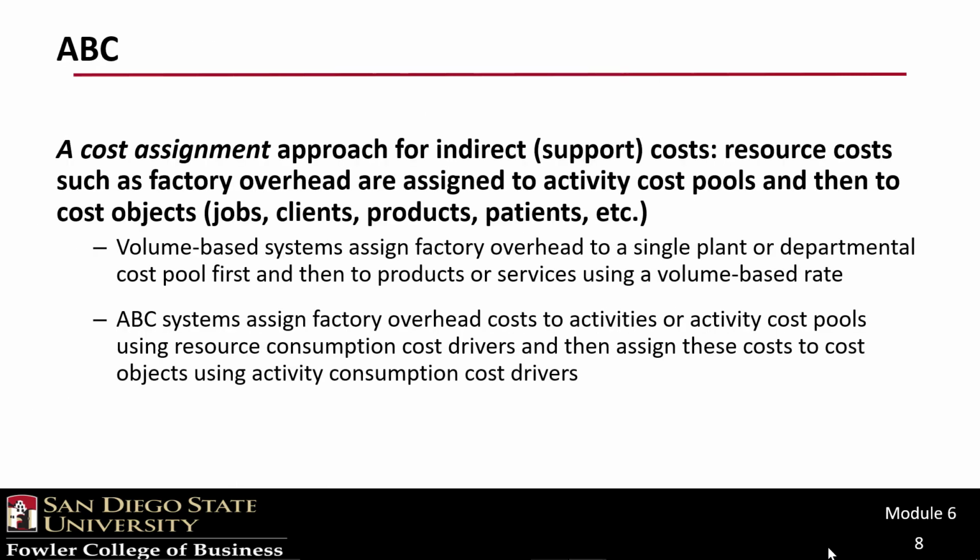Okay. So activity-based costing uses a cost assignment approach for indirect or support costs. Resource costs such as factory overhead are assigned to activity cost pools and then to cost objects. Recall that volume-based systems assign factory overhead to a single plant or departmental cost pool first, and then to products or services using a volume-based rate, whereas ABC assigns those factory overhead costs to activities or activity cost pools using resource consumption cost drivers, and then those costs are assigned to cost objects using activity consumption cost drivers.